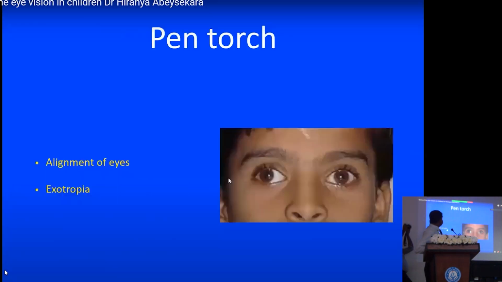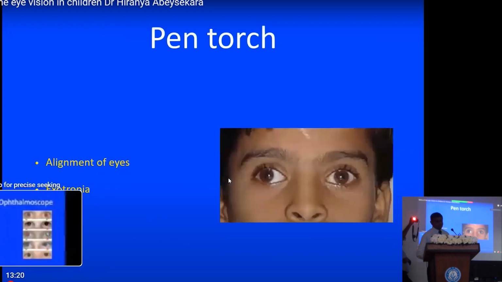Now, what is this? Here, on this side, it's on the center of the cornea. On this side, it's off center, right? So this is called exotropia. It's a divergent squint, which needs proper ophthalmology referral. You don't need to refer to a pediatric ophthalmologist. You can refer to any ophthalmologist that you have access to.